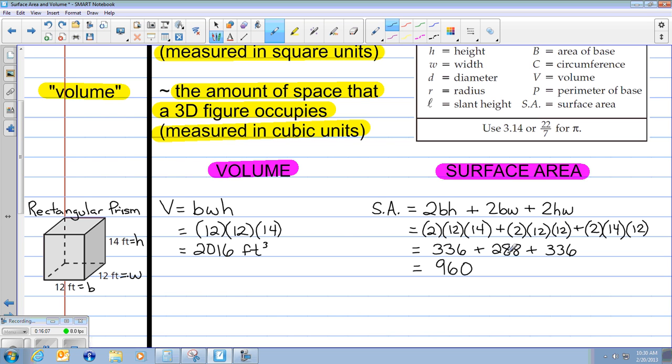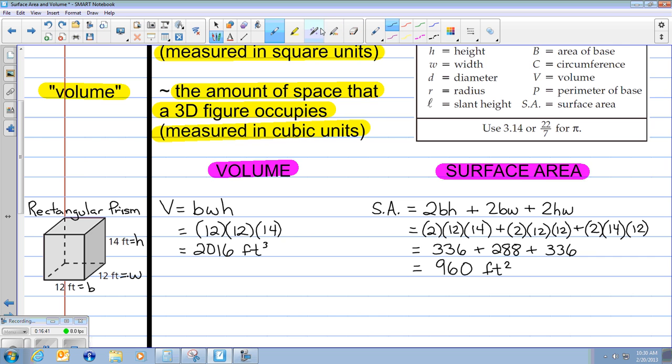About 300 plus about 300 plus about 300 should be about 900. So that looks good. And our units were feet. And it's area, so it's feet squared. The reason is because here we have 2 times b times h. Well, when you do 12 feet times 14 feet, feet times feet is feet squared. So feet squared plus feet squared plus feet squared is going to be feet squared. Or you could just remember area is always in square units.